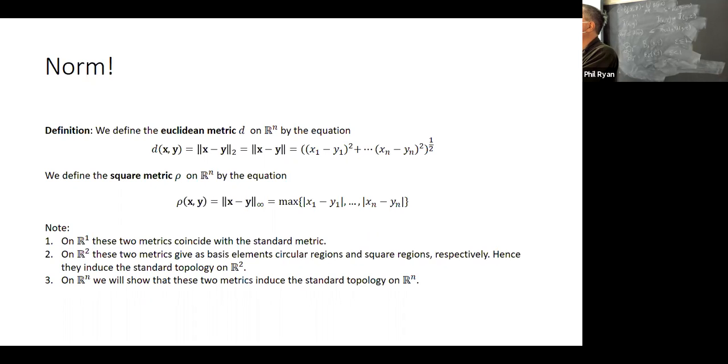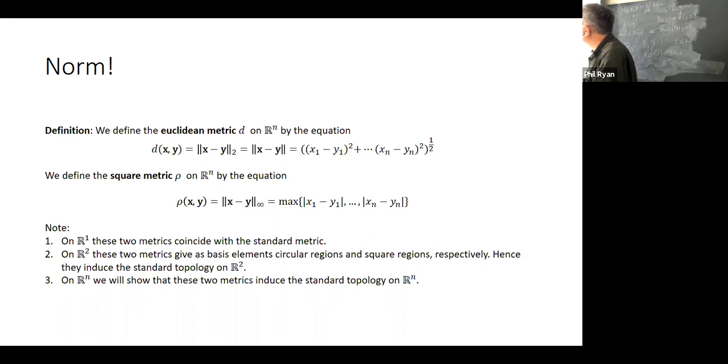You've got a triangle inequality. So the norm of x plus y is less than or equal to the norm of x plus the norm of y. Oh, and you've got a scalar property. So the norm of a scalar times x is equal to the absolute value of the scalar times the norm of x. And anytime you've got a norm, that gives you a distance function by just looking at the norm of the difference between the two elements.